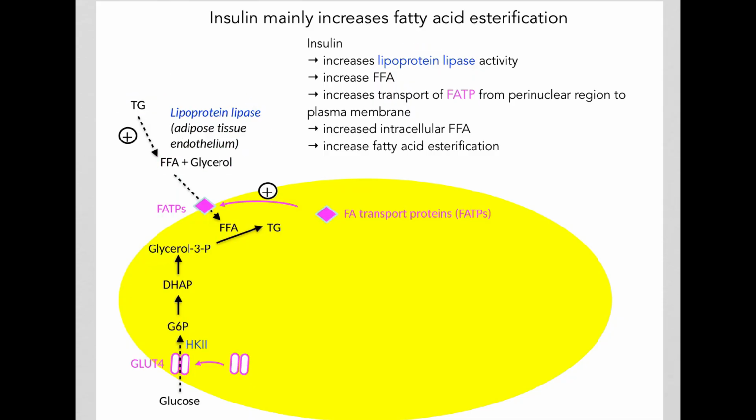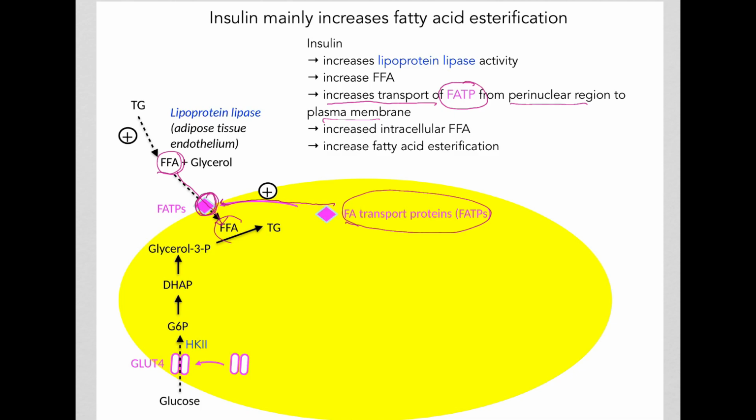So another thing insulin does is that it increases the transport of these fatty acid transport proteins, or FATPs, from the perinuclear region to the plasma membrane. So FATP transport to the plasma membrane is increased by insulin, and once these FATPs are embedded in the plasma membrane, these fatty acids can be transported or imported into the cytoplasm.